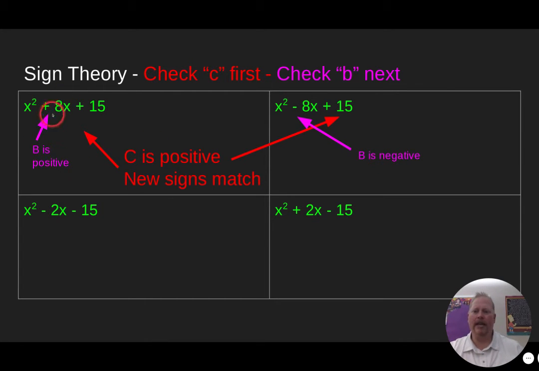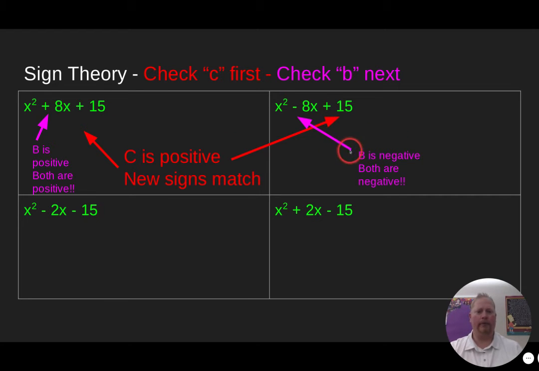Okay, if my b value is positive and I know the two signs are going to match, then I know that my two signs are going to both be positive. So when I factor x squared plus 8x plus 15, I'm looking for what two positive numbers multiply to be 15, but add up to be 8.